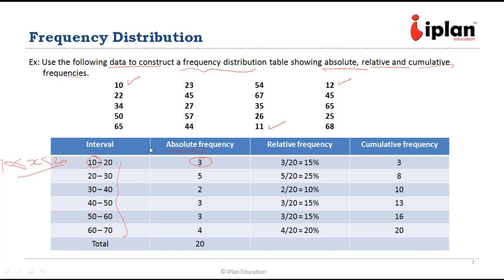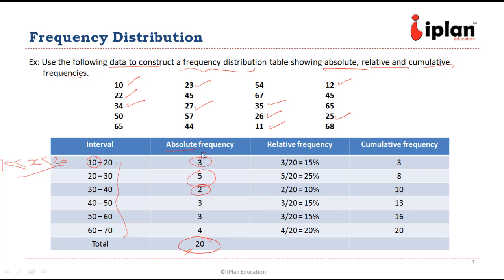Between 20 and 30, if we see 1, 2, 3, 4, 5. There are 5 values between 20 and 30. Similarly, between 30 and 40, 1, 2. There are only 2 values. Similarly, we can find out other values. The total comes to 20. There are totally 20 values.